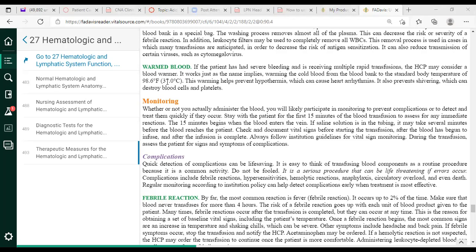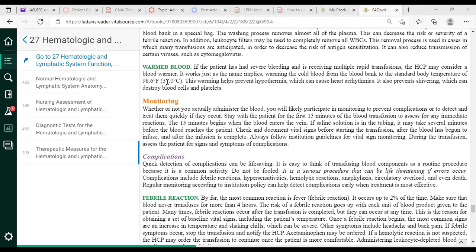The vital signs need to be checked, because within the first 15 minutes is where individuals tend to have a reaction to the blood if they're going to have a reaction. It normally occurs in the first 15 minutes. That's why it's critical for somebody to remain with that patient for those first 15 minutes to be vigilant for a change in condition when they're receiving blood.